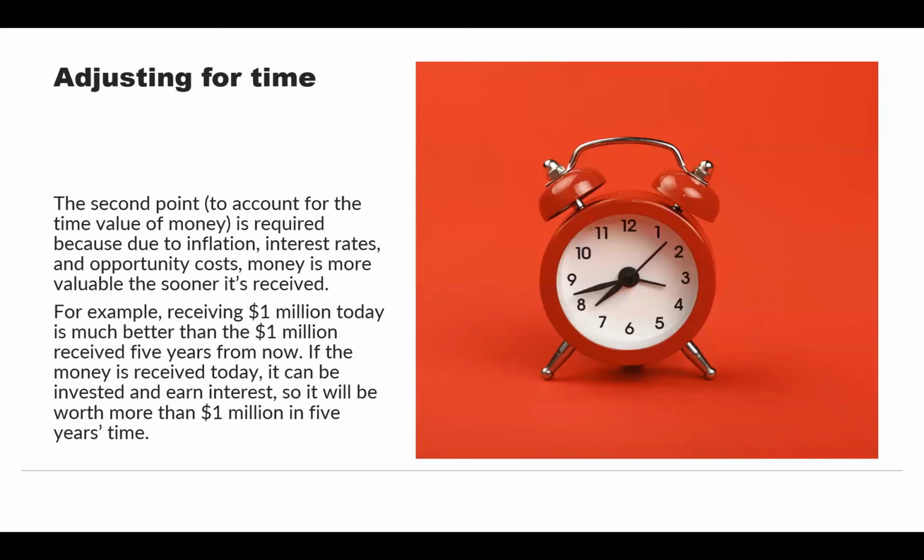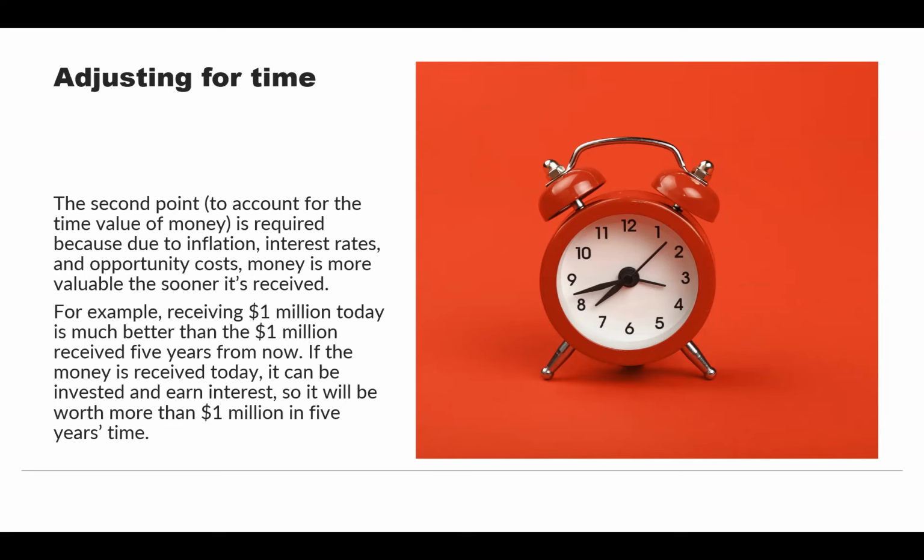And then adjusting for time, the other reason you put the discount rate is because of inflation, alternative interest rates, opportunity costs. Money is more valuable the sooner it's received, because the faster you get your money back, the more you can put it into something else, the more certainty you have about those investments. So if you have $1 million today, you have $1 million and you have a lot of opportunity with it. $1 million received 5 years from now, like a lot can happen between now and 5 years. So, inflation could make that money worth a lot less. Other alternative investments could have made that money worth a lot less.